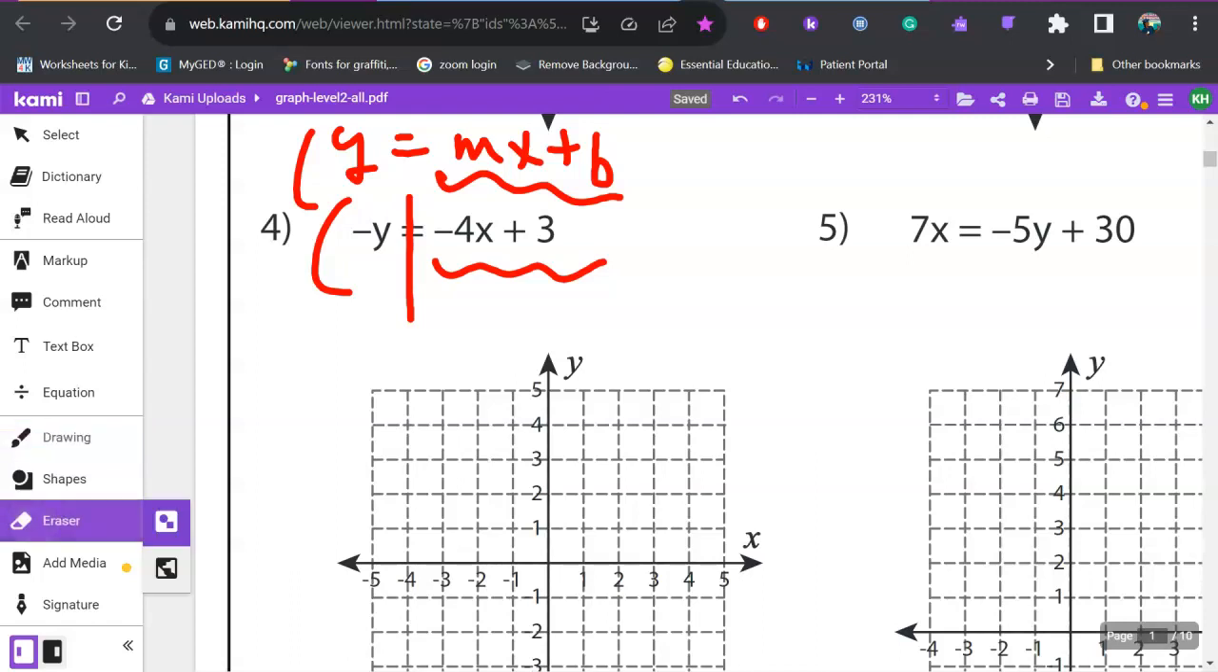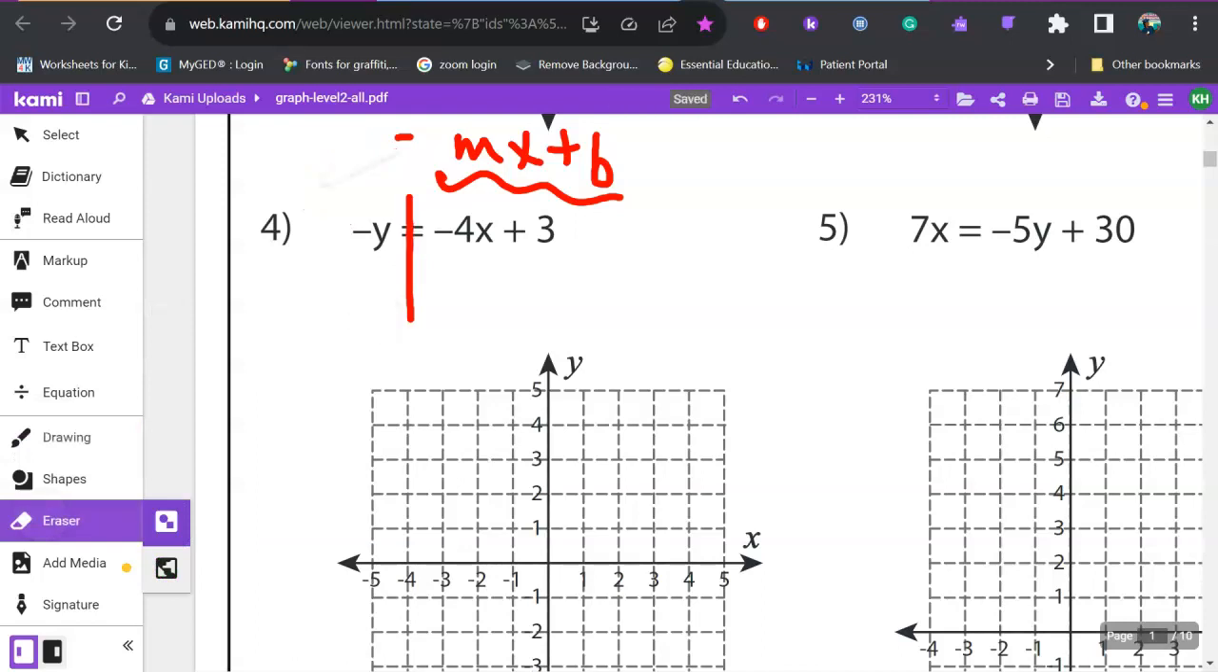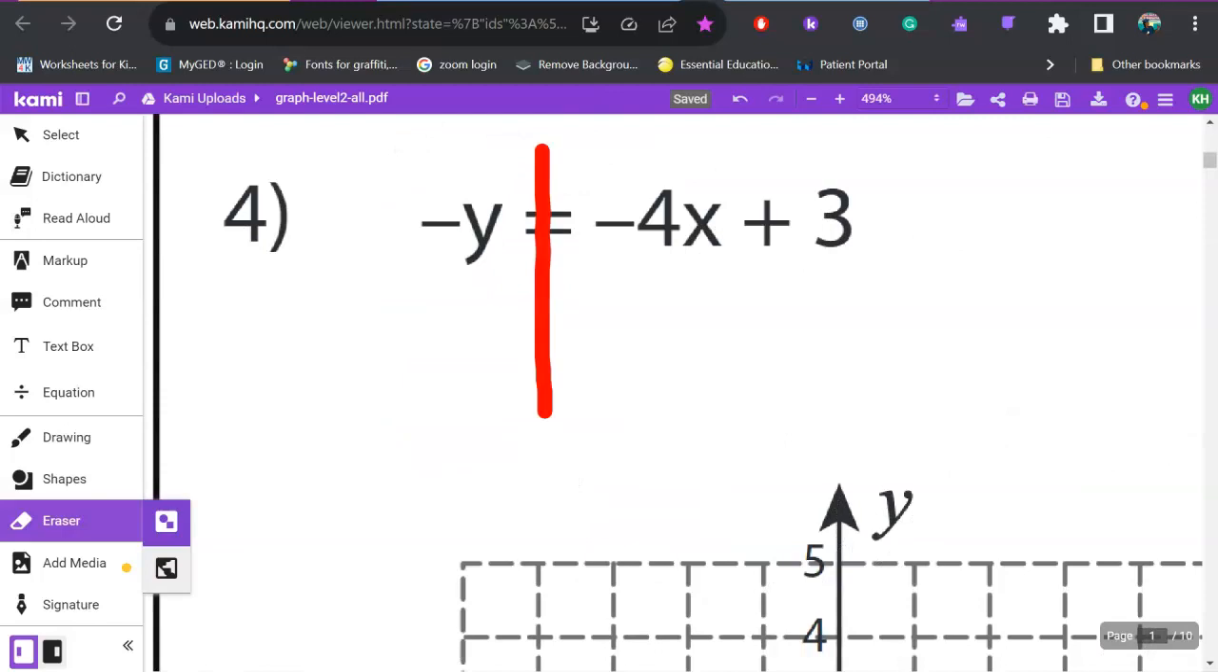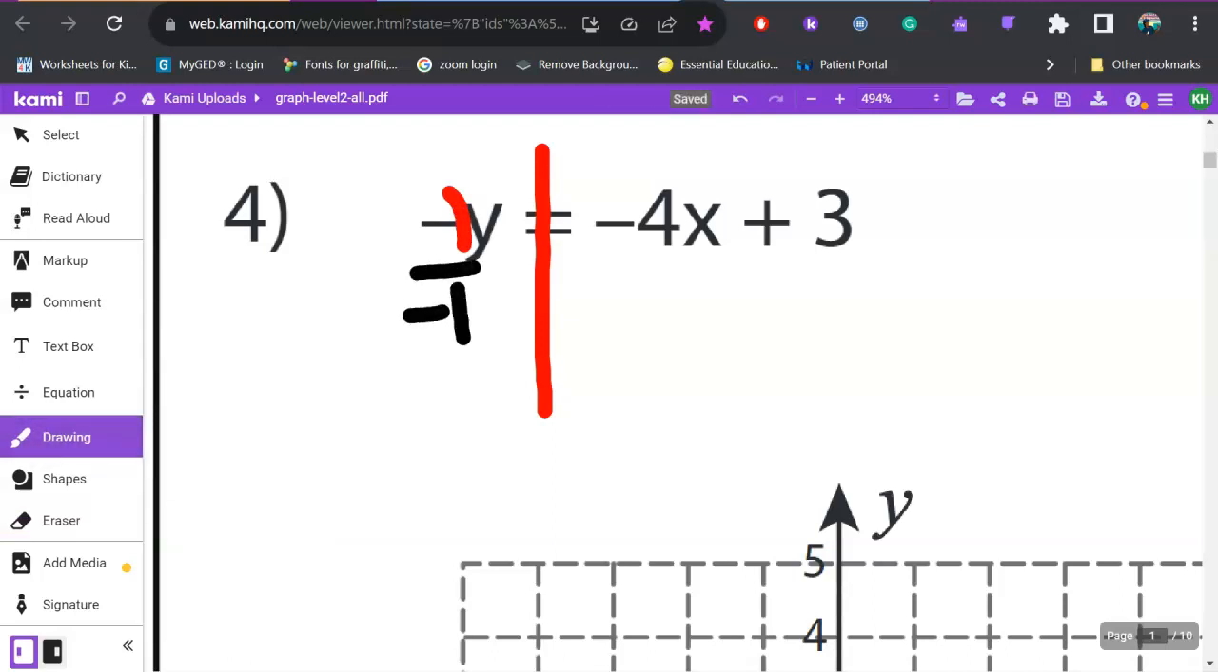Now, the only problem is that I cannot have a negative y. So I am going to have to get rid of that negativeness. How am I going to do that? Well, I'm going to make an invisible 1 show up. Remember, there's always an invisible 1 in front of letters, right? And so when I do that, I can simply divide out a -1. Remember, what I do to one side, I have to do to the other.